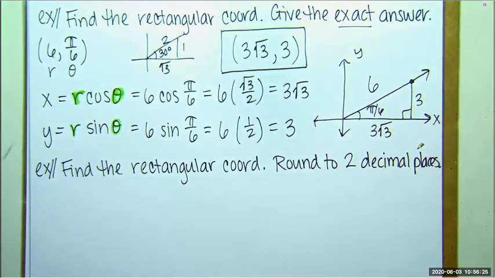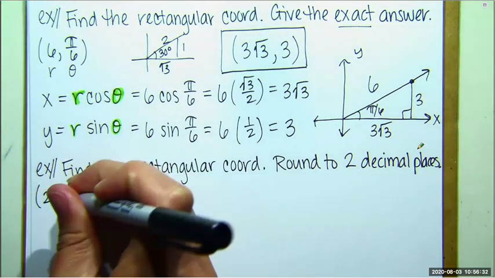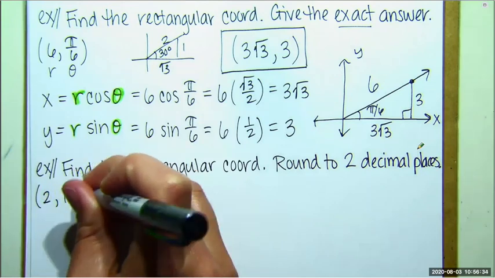Okay, so the next one, find the rectangular coordinates, and we're asked to round to 2 decimal places. So we want a decimal approximation. So we are asked to convert 2, 127 degrees.